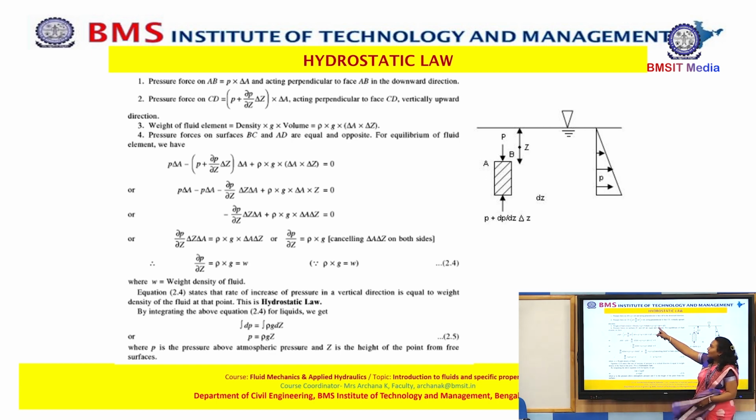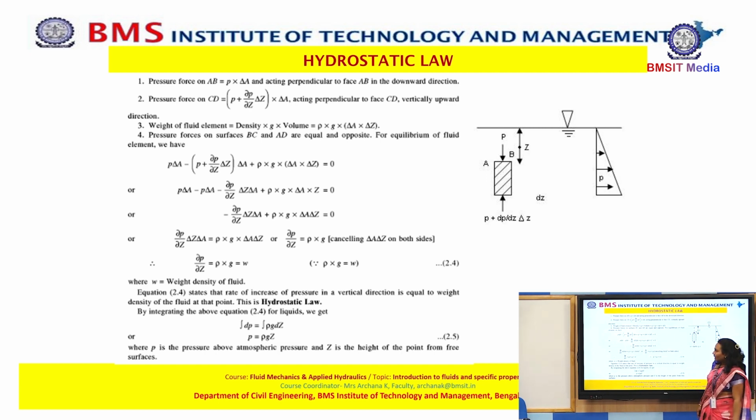We have the pressure force on AB, which is nothing but the pressure P into the area of the object, and then we have the pressure force on CD. This is the second part, and that is given by the increased pressure, that is P plus dP by dz into delta z, into the area of the cross section of the object. Then we also have the self weight of the object, W, which is given as density into acceleration due to gravity into volume.